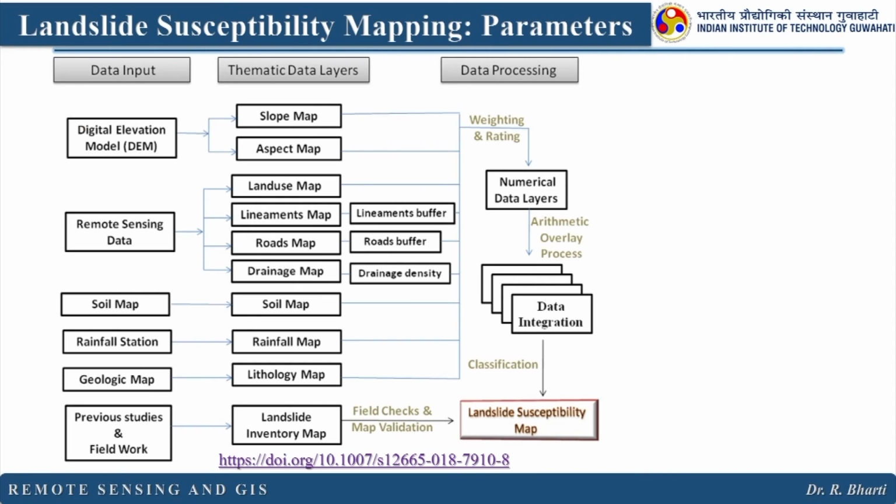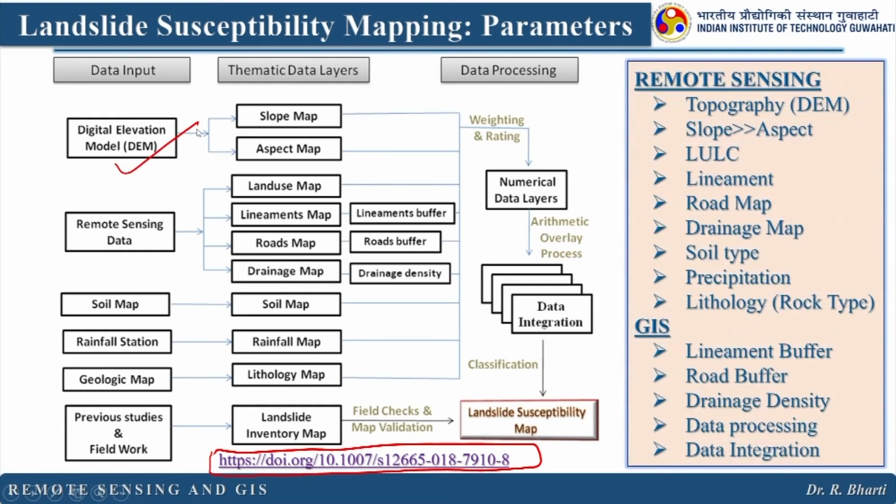So this is one methodology which is taken from this particular literature. You can refer to this, and here you can see different parameters have been used, like digital elevation. This is a product from remote sensing and GIS. So from remote sensing you can derive this topography from DEM, slope and aspect, land use, land cover, lineament, road map, drainage map, soil map, precipitation, lithology. From GIS, lineament buffer, road buffer, drainage density, data processing, data integration.